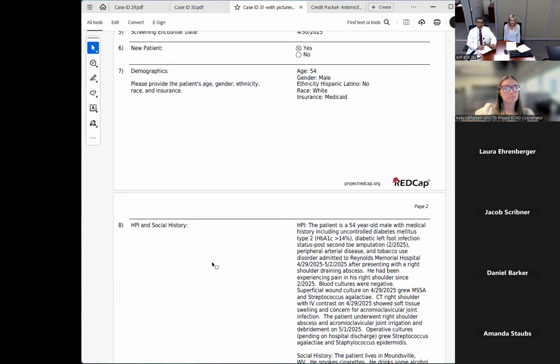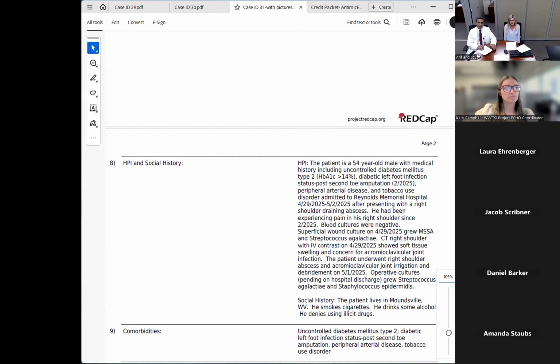Presented to Reynolds Memorial Hospital end of April to beginning of May with a right shoulder draining abscess. And he actually reported having pain in his right shoulder for a few months. Blood cultures were negative and had a superficial wound culture that grew MSSA and Streptococcus agalactiae. And at the time we saw him, the staph culture was actually awaiting susceptibility testing.